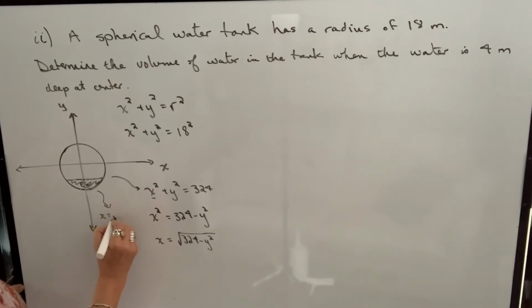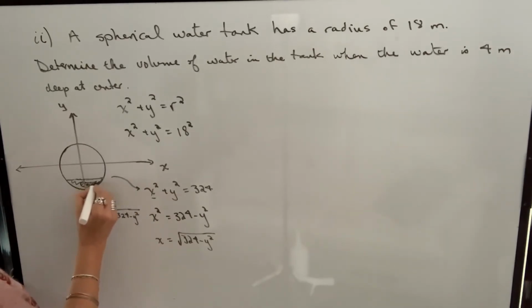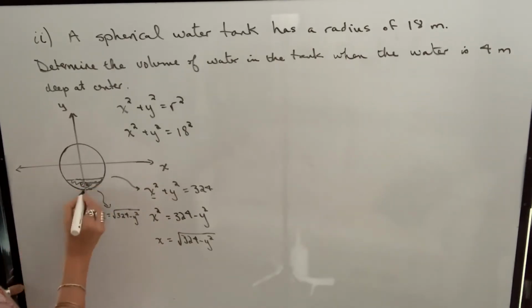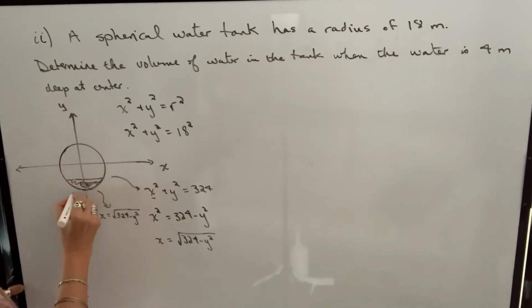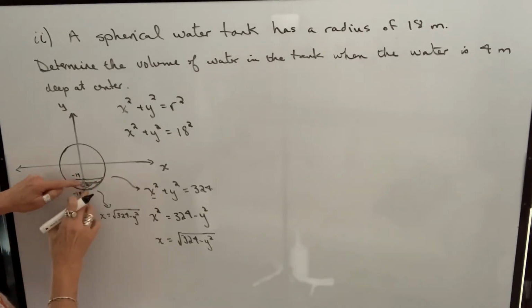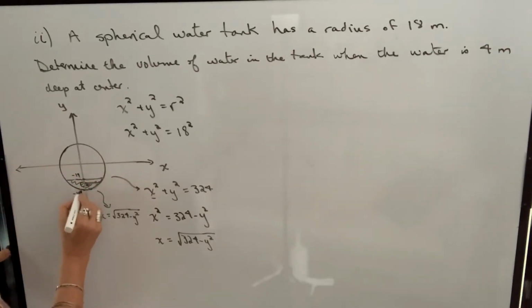That's my f of y. Now, there's my representative rectangle. I have to know my c and my d. So if my radius is 18 meters, c will be negative 18, and d will be negative 14, because it goes from negative 18 and it's 4 meters deep. So that's my c, that's my d.